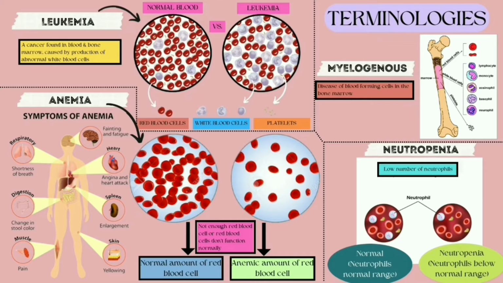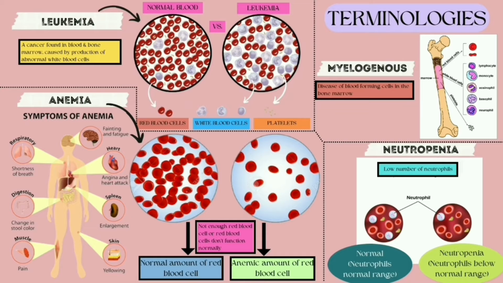Next, we have the word anemia. Anemia means that someone does not have enough red blood cells or their red blood cells do not function normally. There are some symptoms of anemia. You can refer to the slide, and also you can see from the picture that a person with normal red blood cells has a lot, but on the other hand, an anemic patient's number of red blood cells is much reduced compared to normal persons.